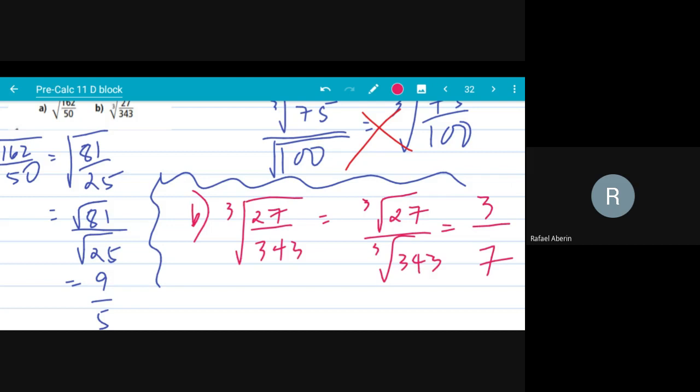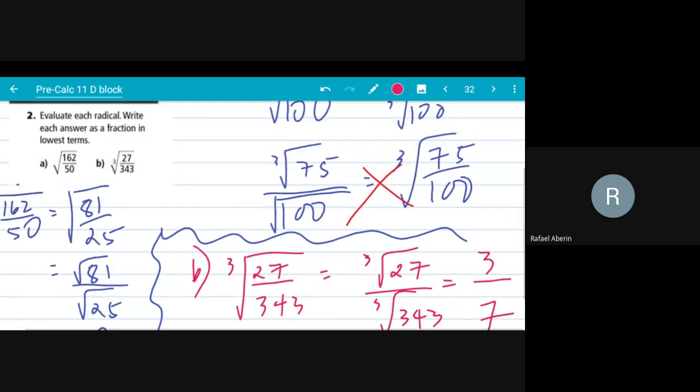So again, I am encouraging you to really be good with your times table, your squares, and cubes, because these numbers will come in handy as you can see with these types of questions.